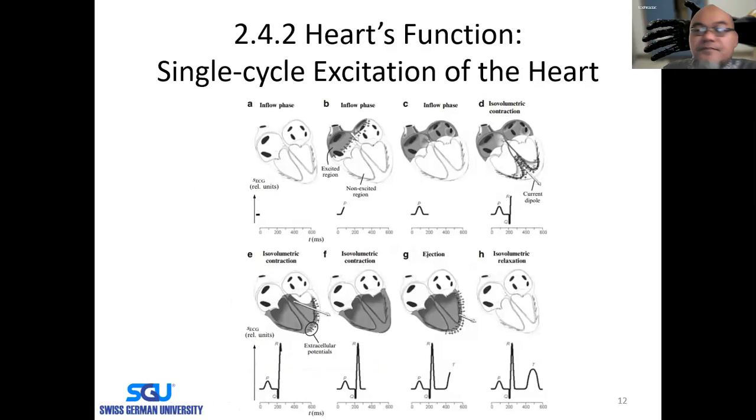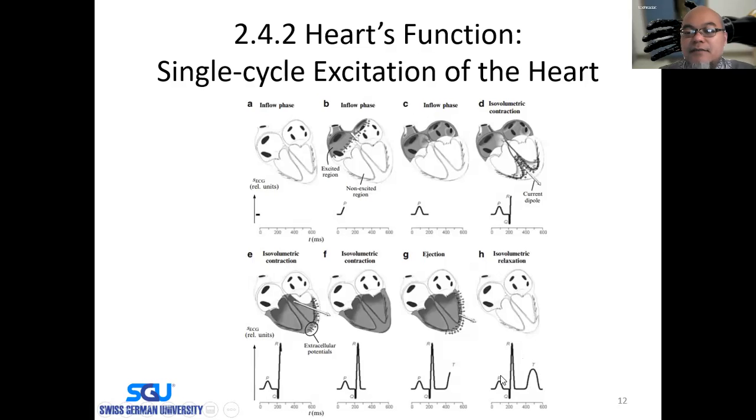Now, this is the connection. These figures show the connection between the electrical excitation of the heart that we discussed in the previous slide, from the sinoatrial node until the Purkinje fibers, and its correlation with the mechanical pumping of the heart. So this shows the single cycle excitation of the heart. This is the famous one single cycle, which usually forms the famous ECG waveform. We call it PQRST.